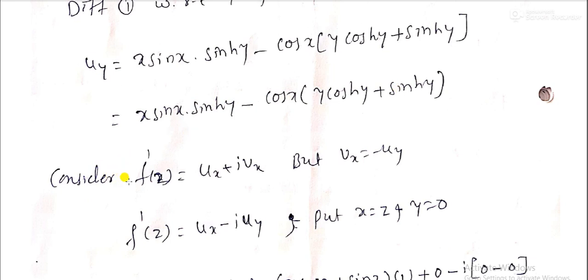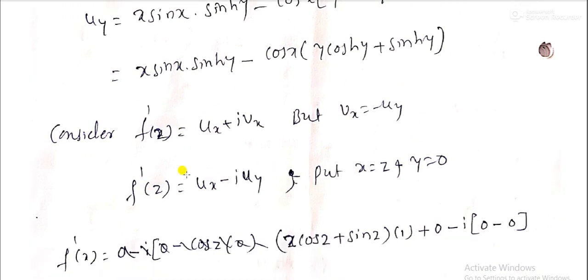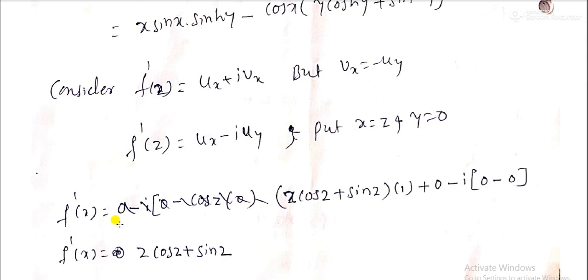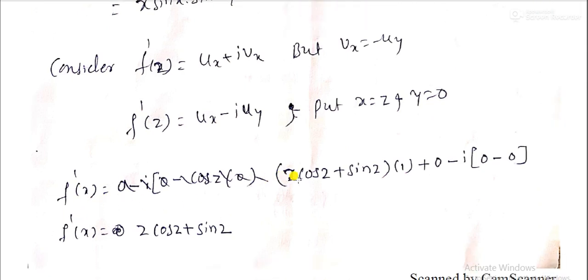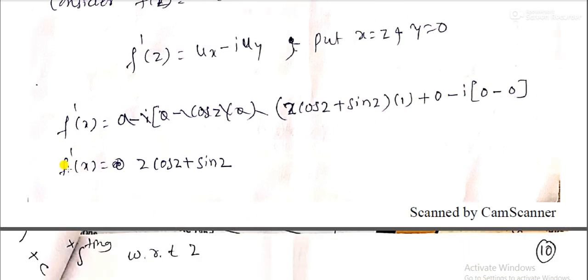Consider f dash of z is equal to u_x plus i v_x, but v_x is equal to minus u_y. You know that these are the CR equations. Therefore, f dash of z is equal to u_x minus i into u_y, and put x is equal to z and y is equal to 0. Therefore, f dash of z is equal to z cos z plus sin z into 1, substituting these two values into 1, plus 0 minus i into 0 minus 0. So after that we get f dash of z is equal to z cos z plus sin z, but we want f of z only.